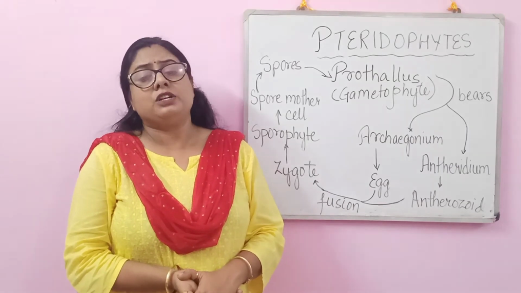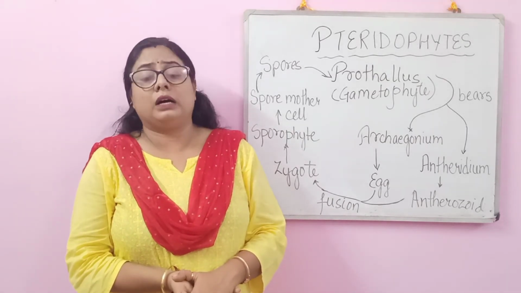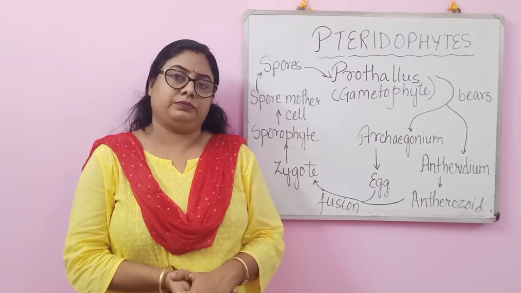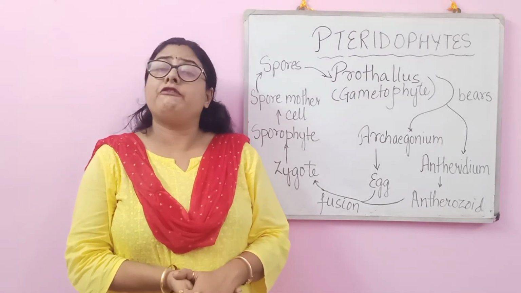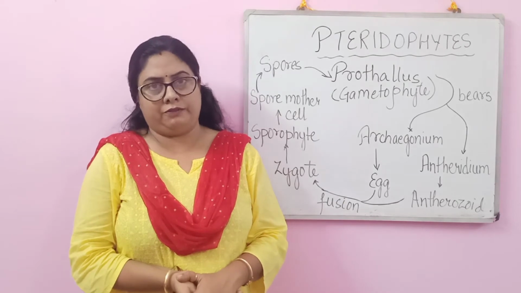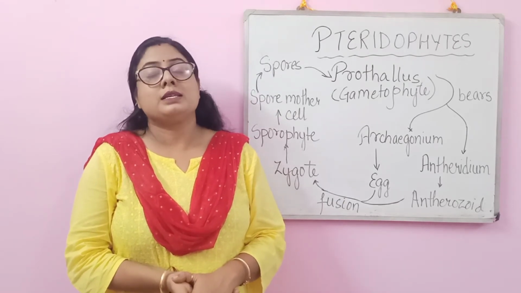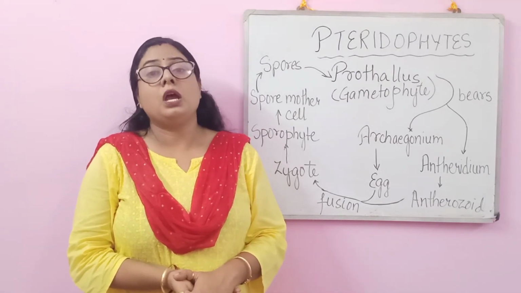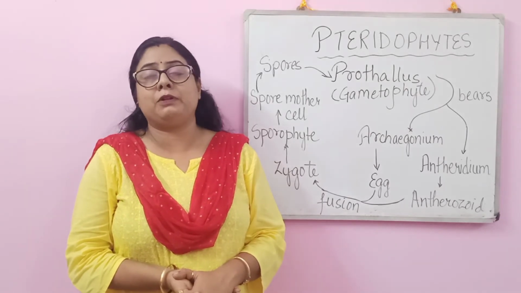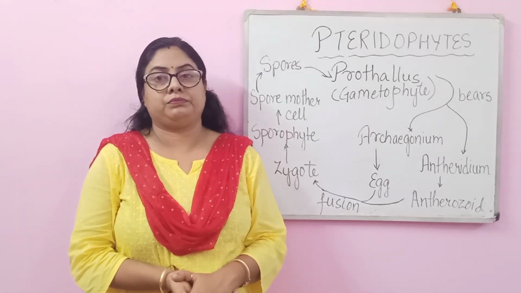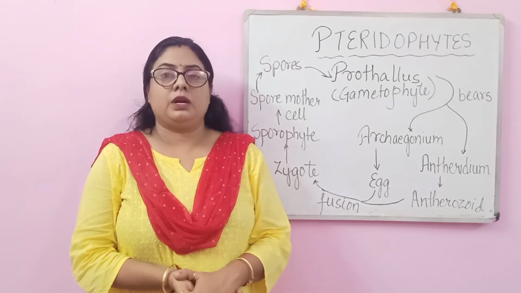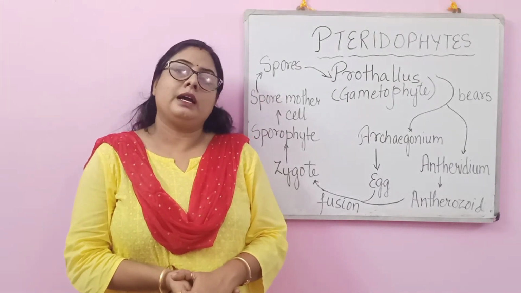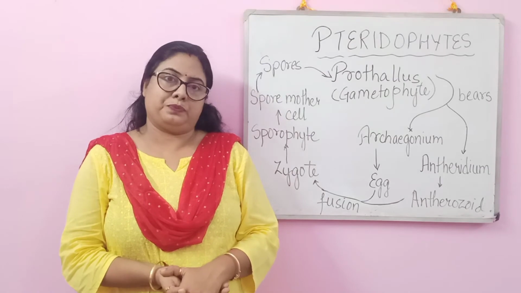This is shown by Salvinia, Selaginella, Equisetum, etc. There are 4 classes of pteridophytes. Psilopsida, example Psilotum. Lycopsida, example Selaginella. Sphenopsida, example Equisetum, and Pteropsida, example Dryopteris.